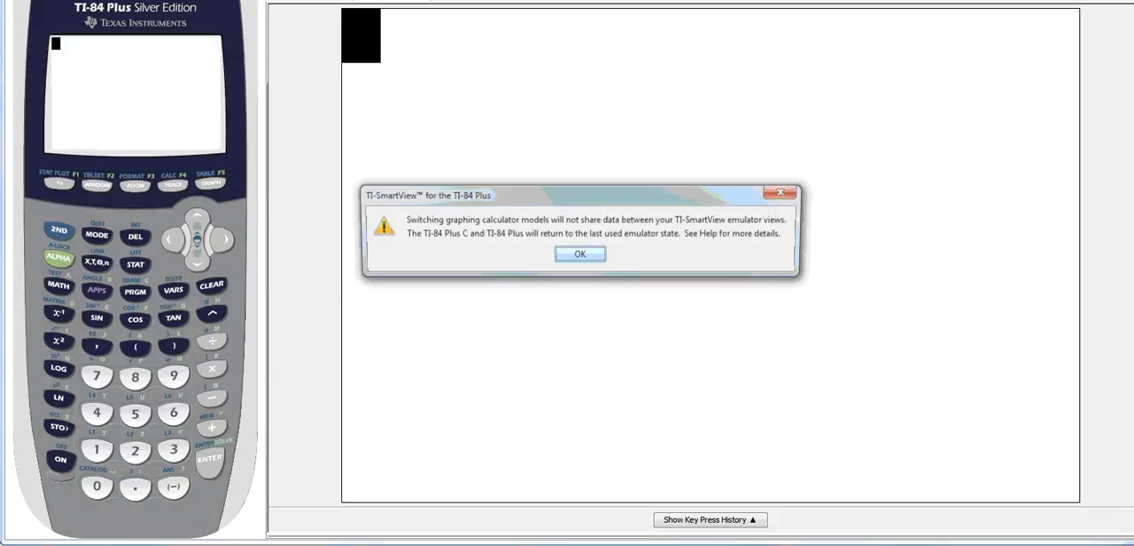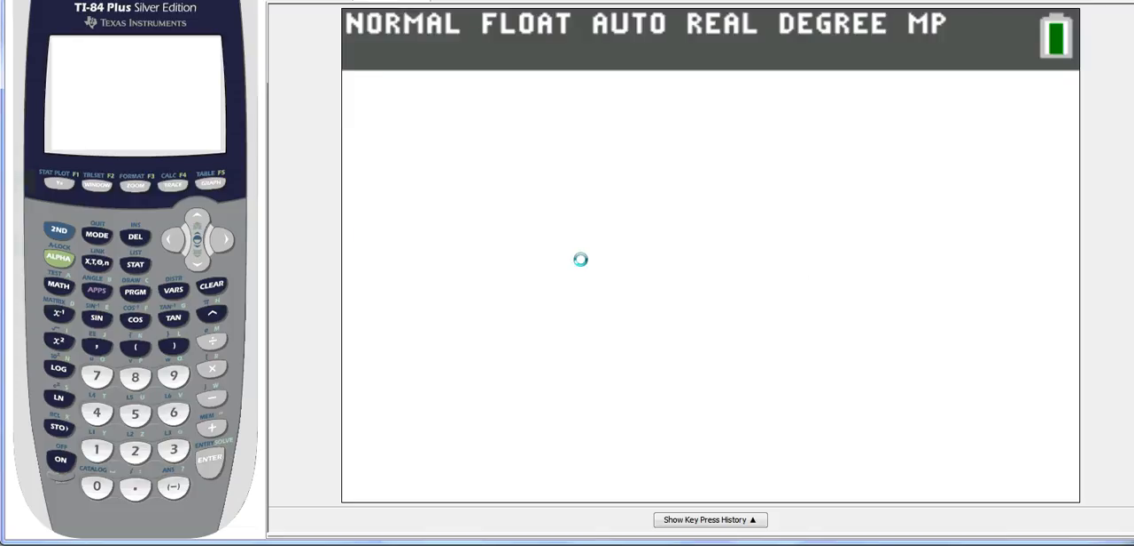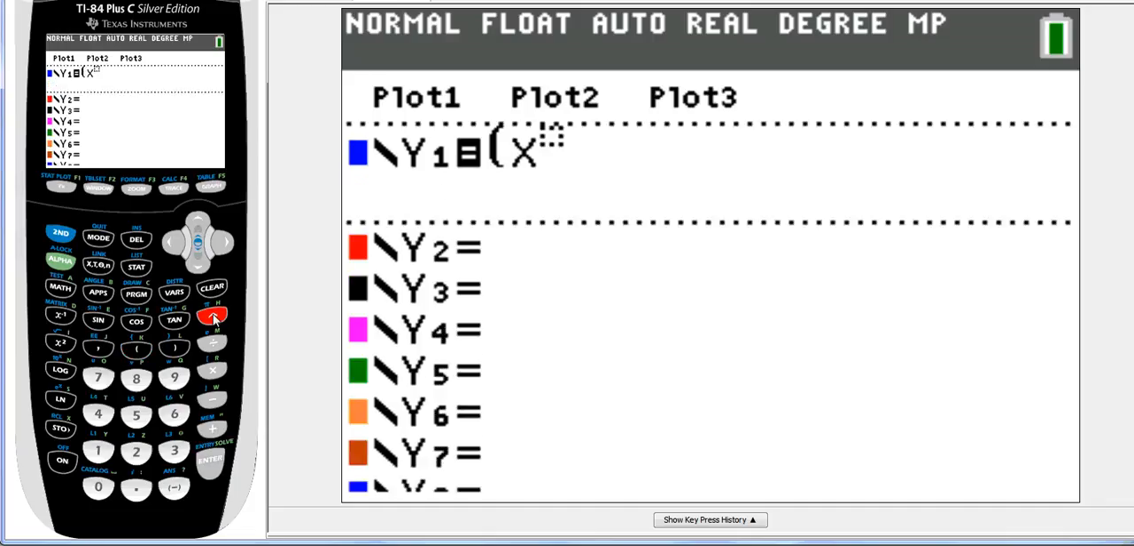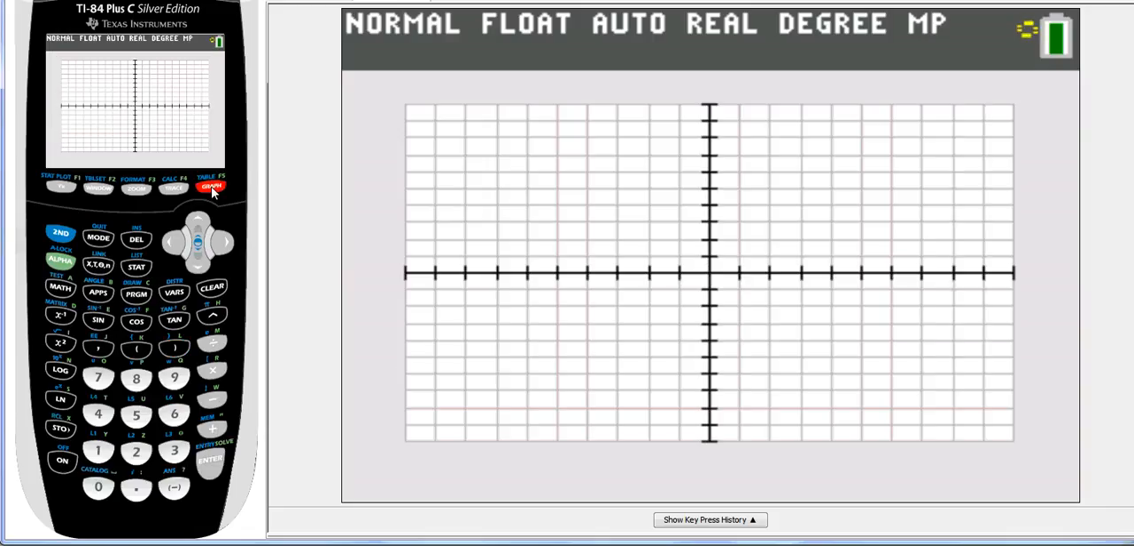So I'm going to go ahead and do this here quick. All right, I'll go to y equals, and I'll do the quantity x cubed minus 1 divided by the quantity x minus 1. All right, and go ahead and hit graph.